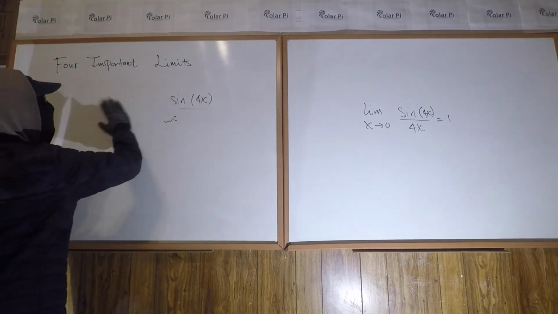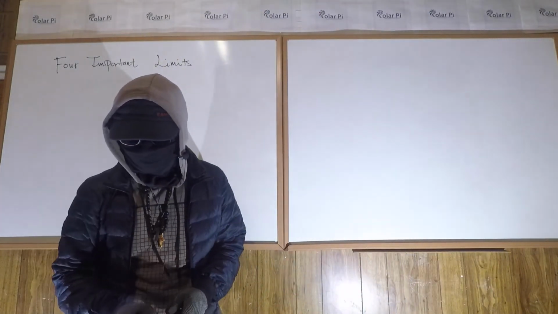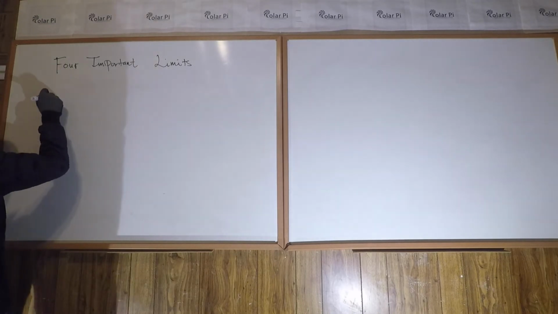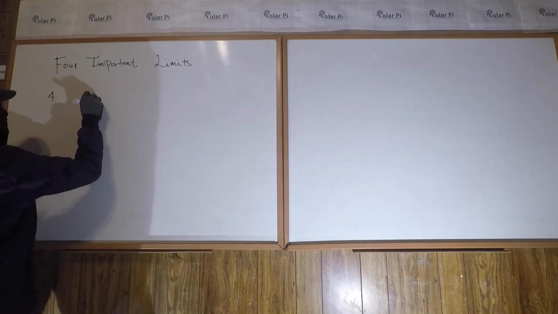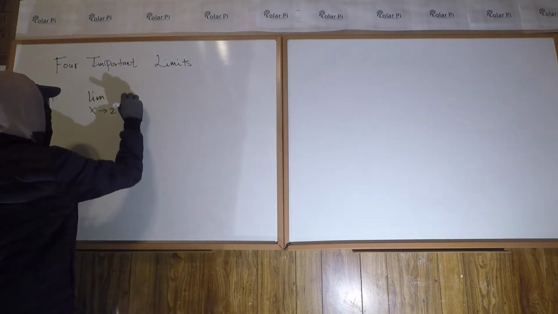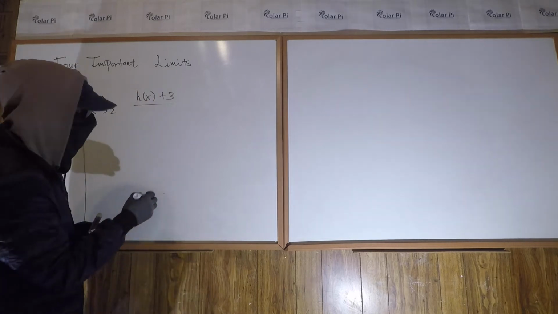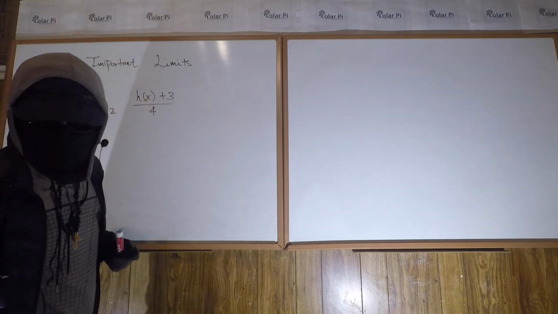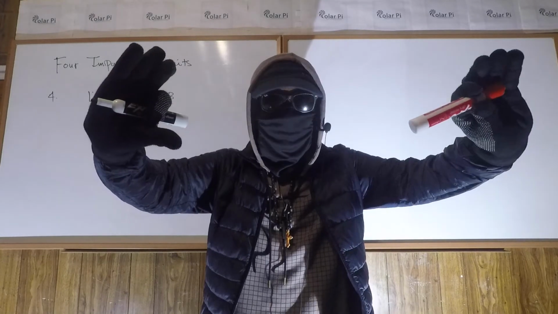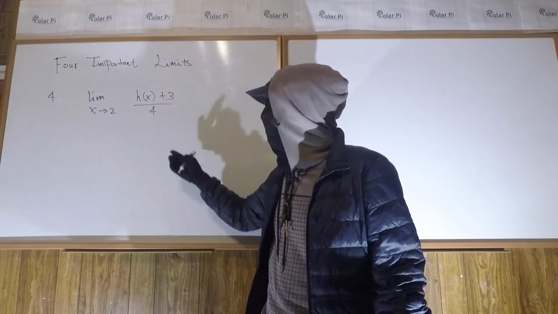Speaking of the squeeze theorem, the next and final example is about the squeeze theorem. And it says this: find the limit. This is our fourth one. Have I been numbering them? Well, I hope you can count. The limit as x goes to 2 of h of x plus 3 over 4. If you were paying attention when I had the paper in front of you, it said over 2, but whatever, same kind of deal if it's over 4.